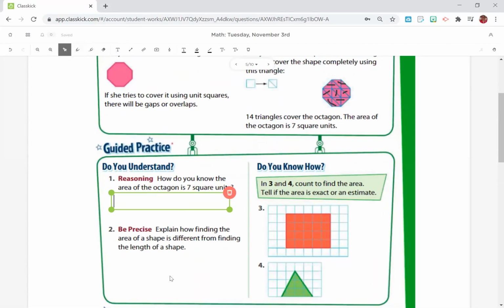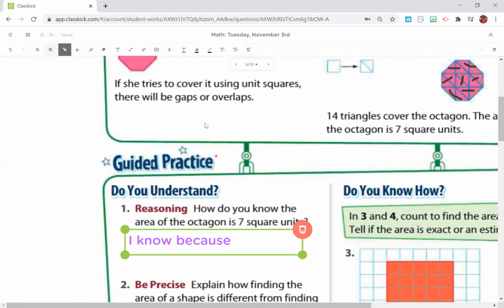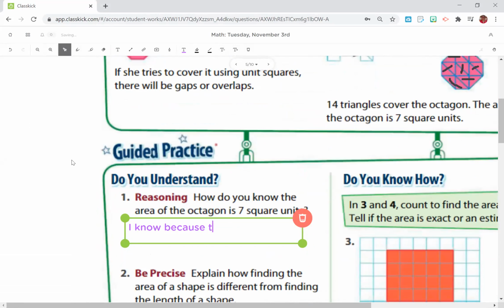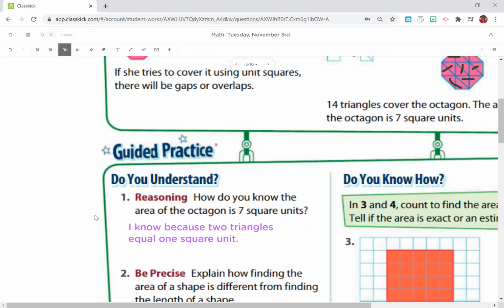Make sure you are writing this inside your Classkick at the same time as I am writing mine. I know the area of the octagon is 7 because, and I can make it smaller or larger, because 2 triangles equal 1 square unit. Go ahead and pause if you need to type this out.